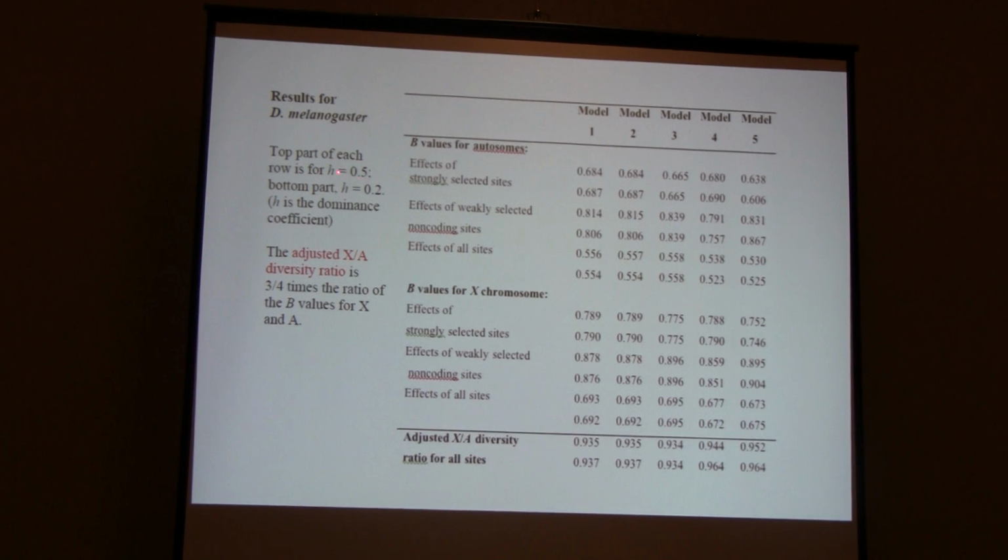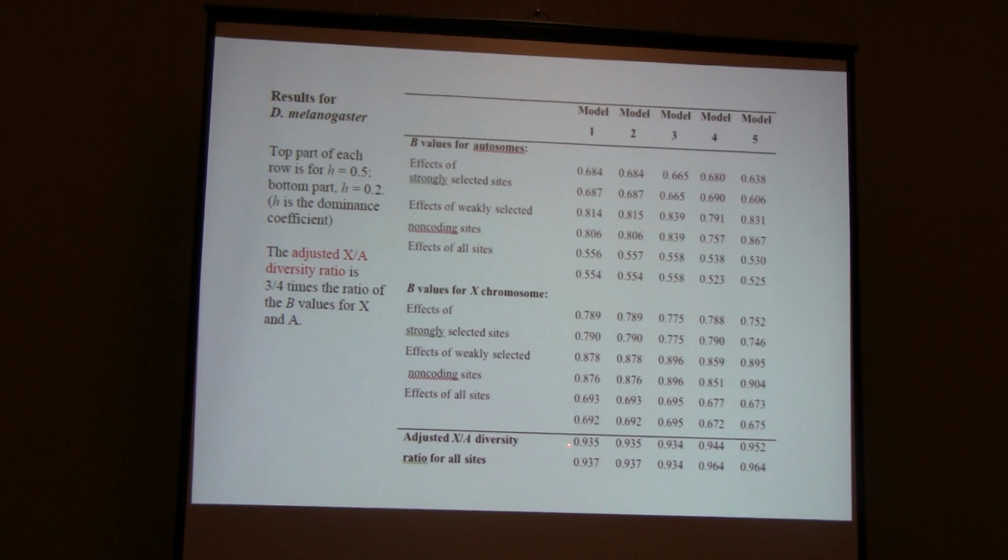Top part of each row is for the dominance coefficient of a half. That's totally additive. This is for partially recessive deleterious mutations. What I mean by the adjusted X over A diversity ratio is 3/4 the value of the B values for X and A. In other words, that's what you would expect to see if you looked at nucleotide site diversity and there were no effect of sexual selection whatsoever. This is the bottom line, basically.